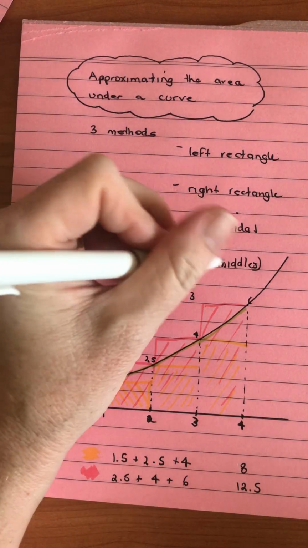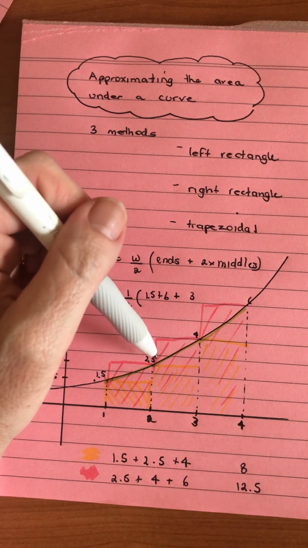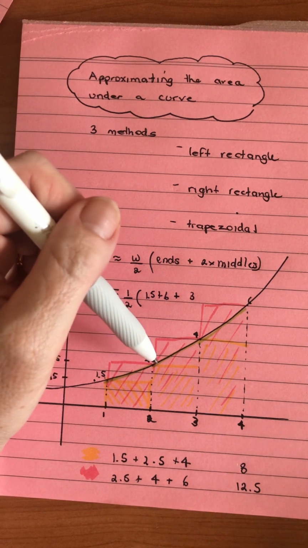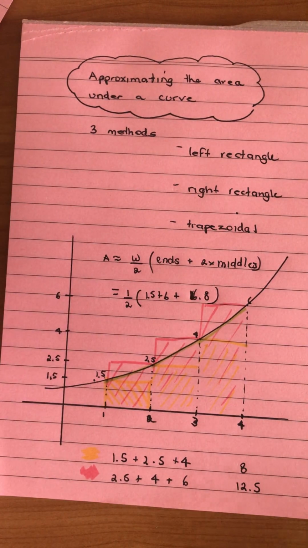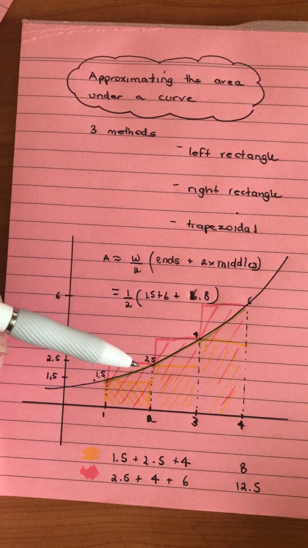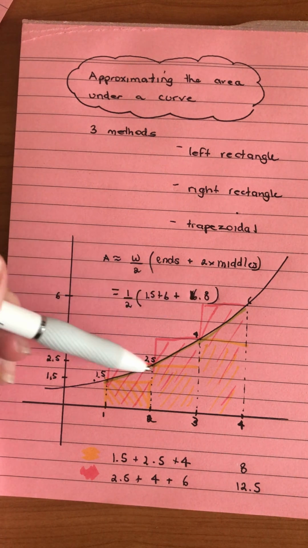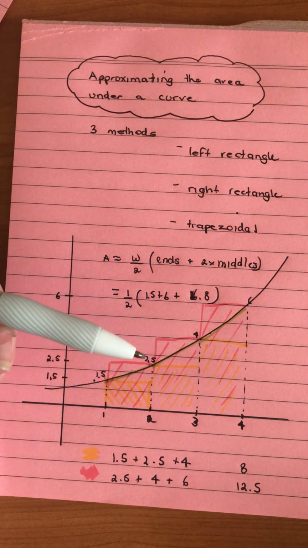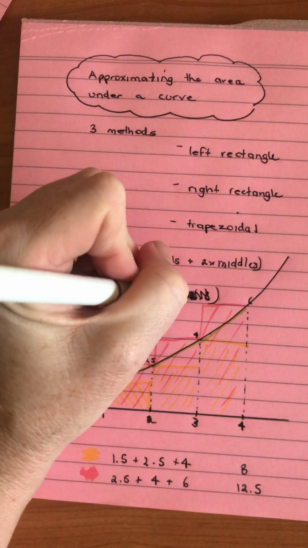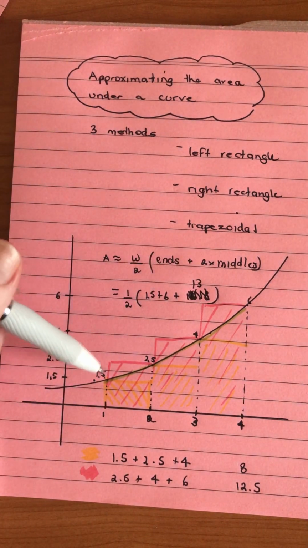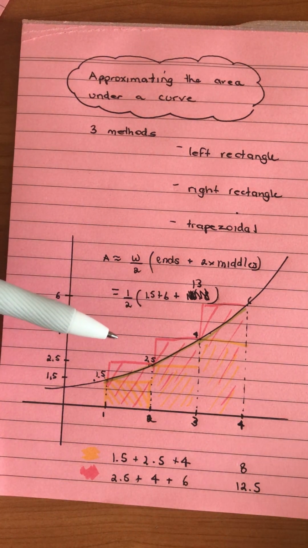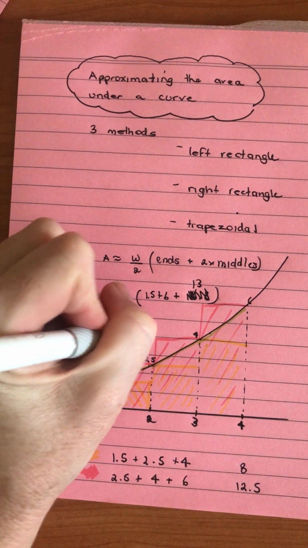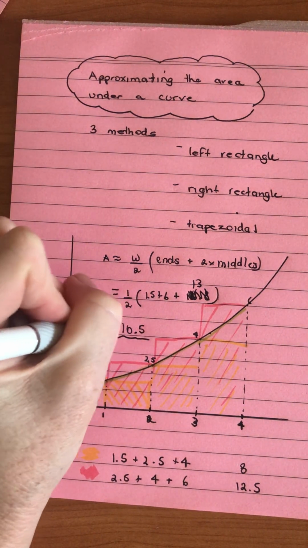Oh, whoops. Sorry, try that again. 2.4 plus 6, and I'm going to times that by 2. So I get 16.8. Let me just go back and check this. 2 times the middle is 2.5 plus 4 times 2 is 13. Third time lucky. So now I'm going to do my 1.5 plus the 6 plus the 13, and then I'm going to times that by a half, and so I get 10.5 as my approximation for my area.